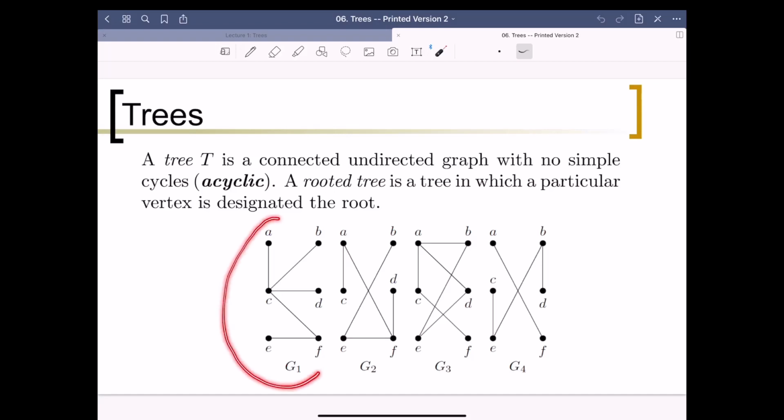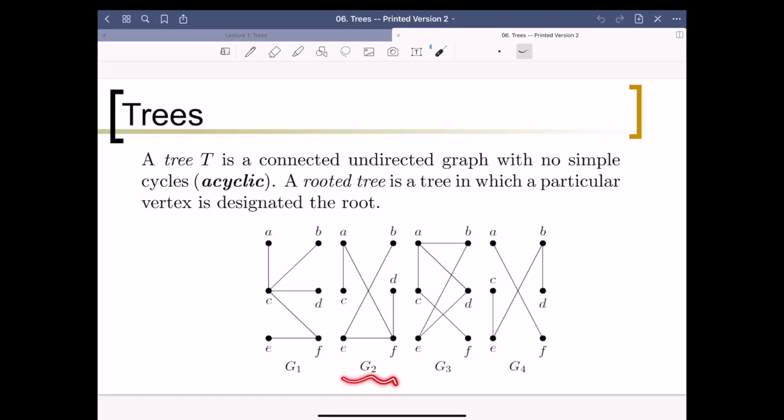And if you check all these vertices, every vertex is reachable from other vertices. So it is connected. And by looking at the graph, we will see that it also does not have a cycle. So G1 is a tree.